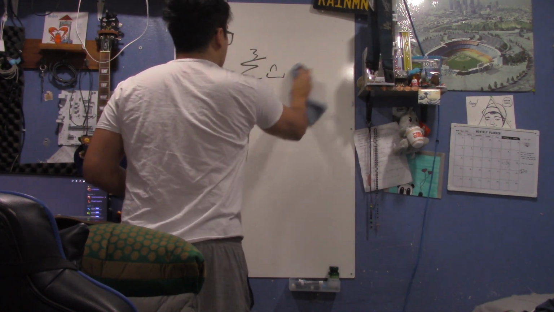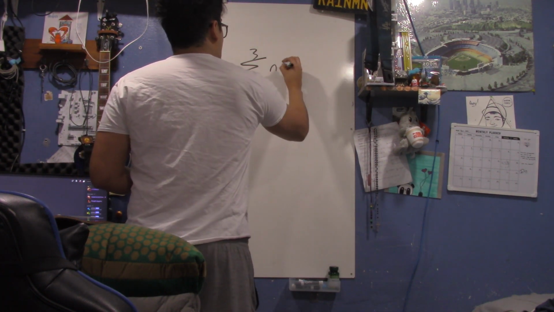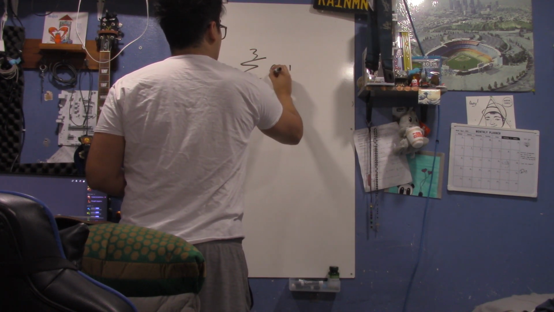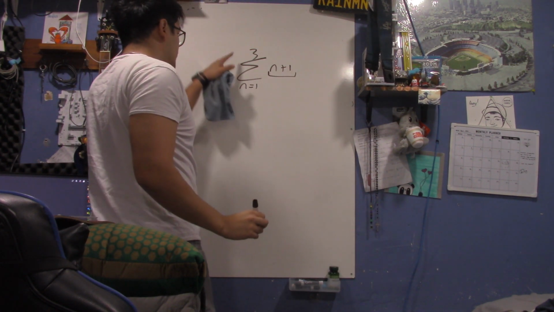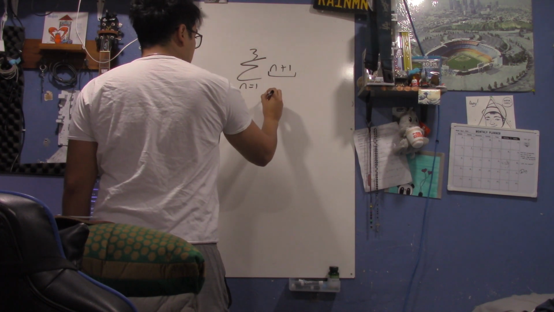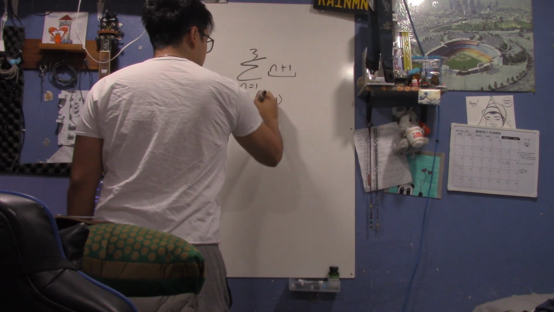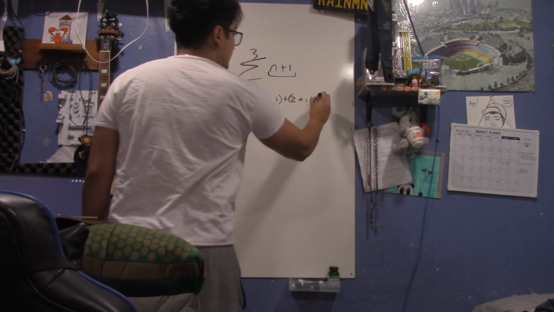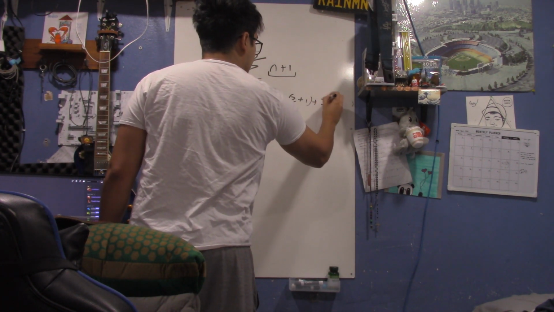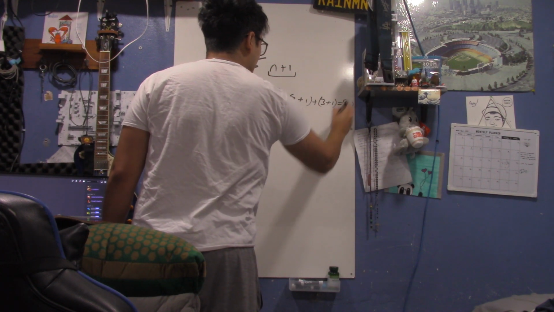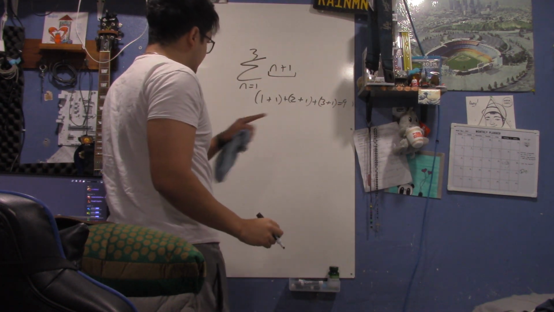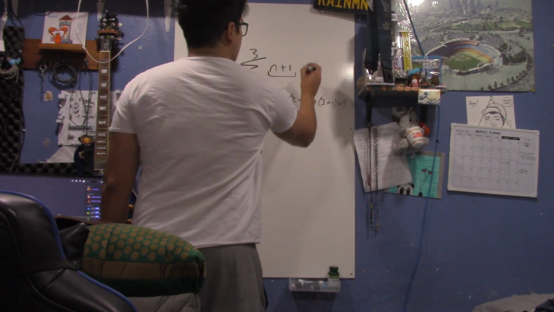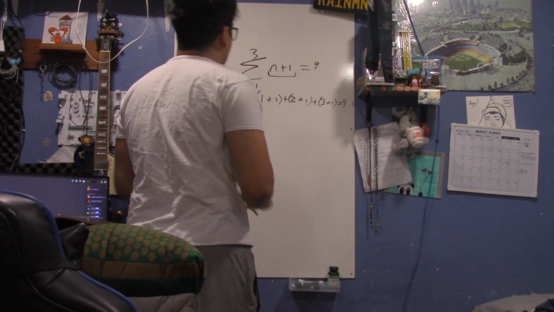So let's go ahead and make it a little bit more complicated here. Let's say we have the function n plus 1, starting at 1 going to 3. So we're going to do the same thing, 1 plus 1, then 2 plus 1, adding them together, plus 3 plus 1. I believe this evaluates to 9. 1 plus 1 is 2, 2 plus 3 is 5, 5 plus 4 is 9. So this evaluates to 9.